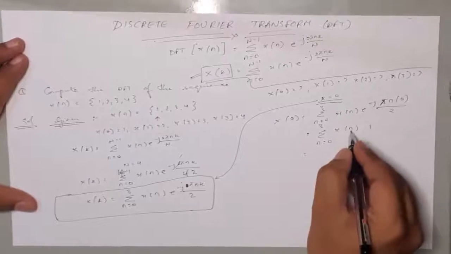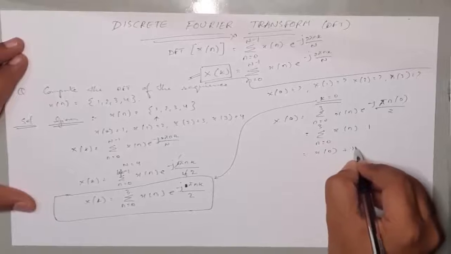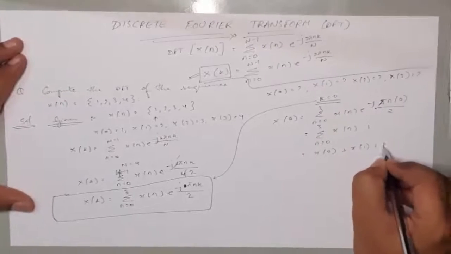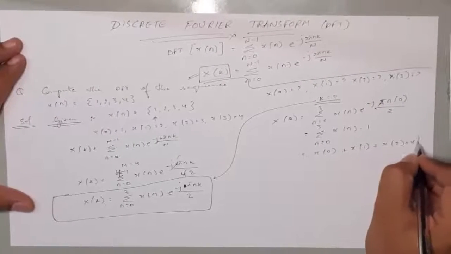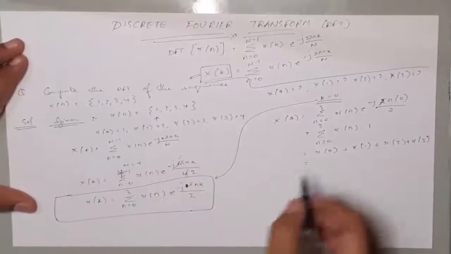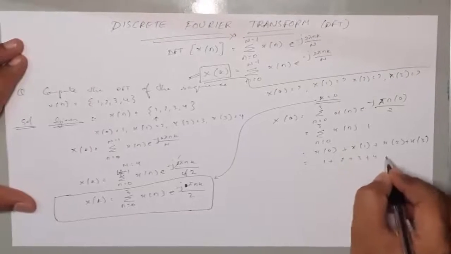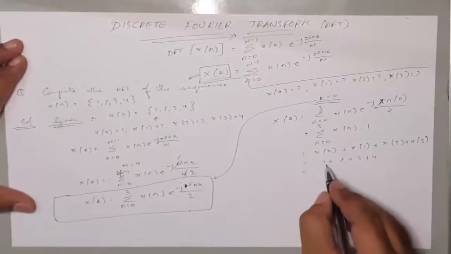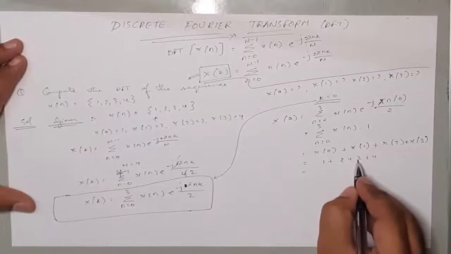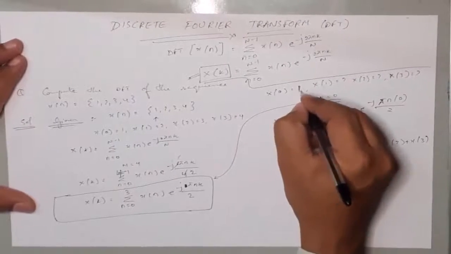Now we will expand this. So n is expanding from 0 to 3, means x of 0 plus x of 1 plus x of 2 plus x of 3. These values we can take from the input. That is 1 plus 2 plus 3 plus 4. So it is 1 plus 2 is 3, 3 plus 3 is 6, 6 plus 4 is 10. So the value of X of 0 is equals to 10.